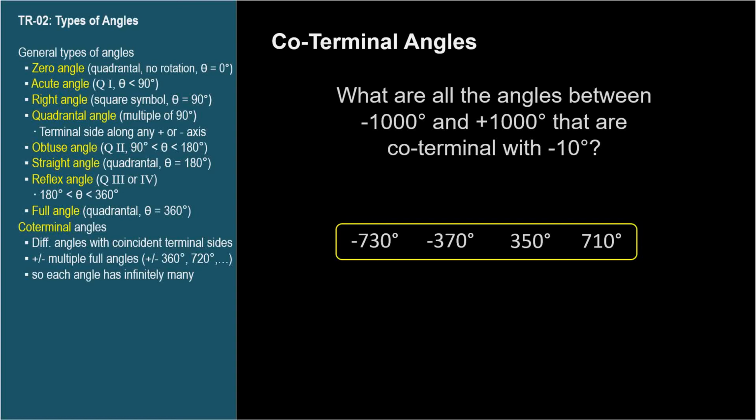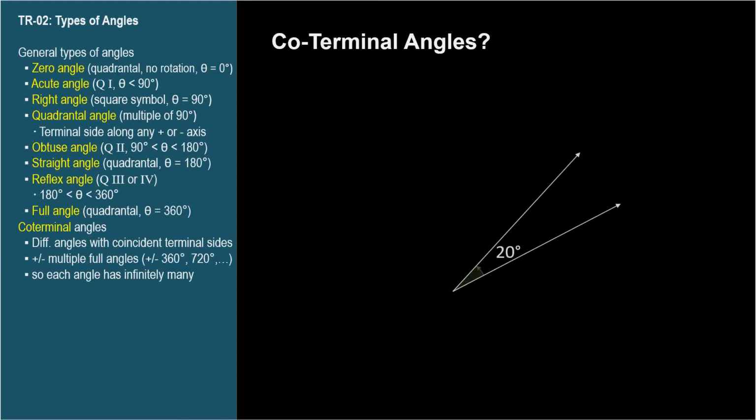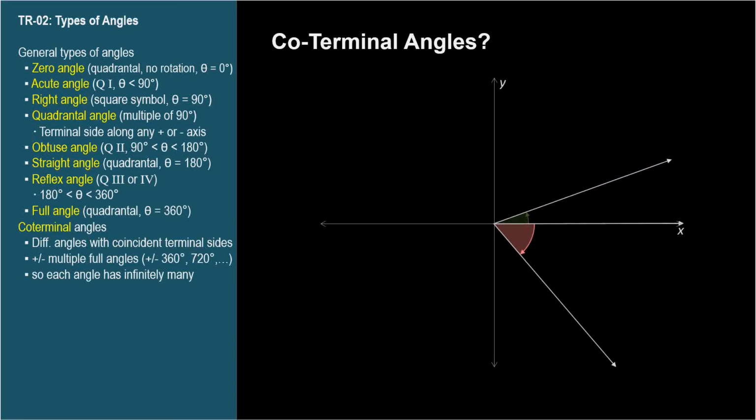Coterminal angles will always be some whole multiple of 360 degrees apart, and any angle has an infinite number of coterminal angles because you can add or subtract 360 degrees forever. If I draw a 20-degree angle and a negative 50-degree angle like this, their terminal sides are in the same place. Are these coterminal angles? No. When we draw them each in standard position, they do not have coterminal sides. Coterminal means two angles have coincident terminal sides when they are placed in standard position.